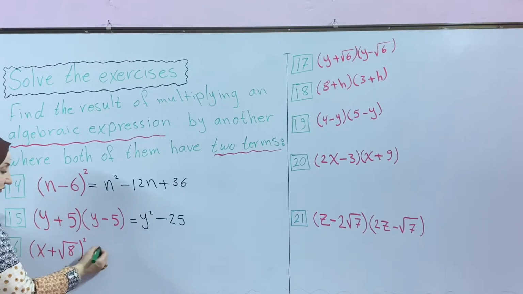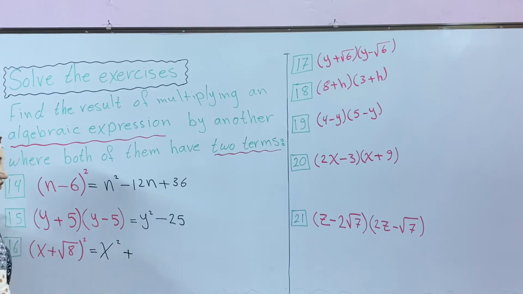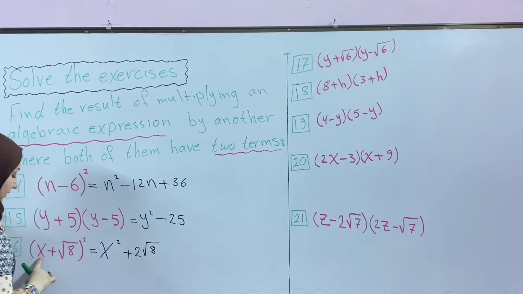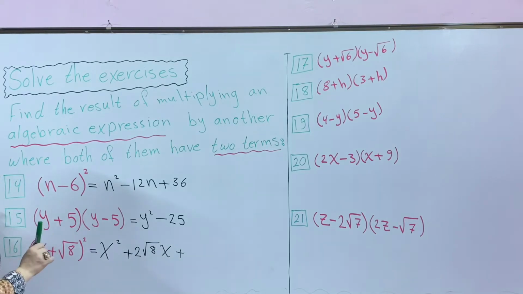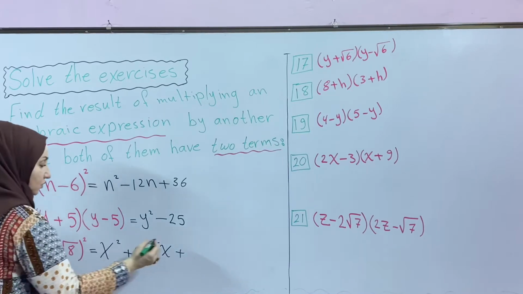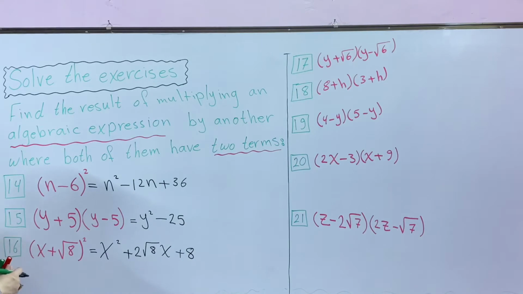The square of the first term. The sign of the middle. 2 times the first term times the second term, which means 2 times square root of 8 times x, plus the square of the second term. The square of square root of 8 will be 8.